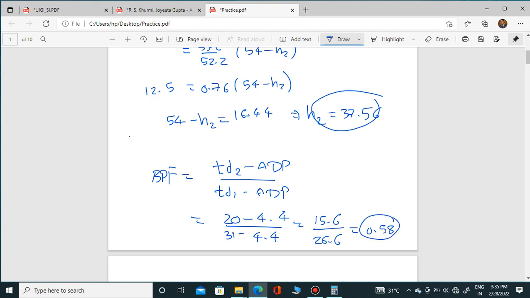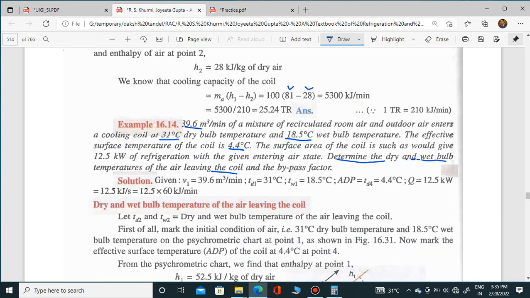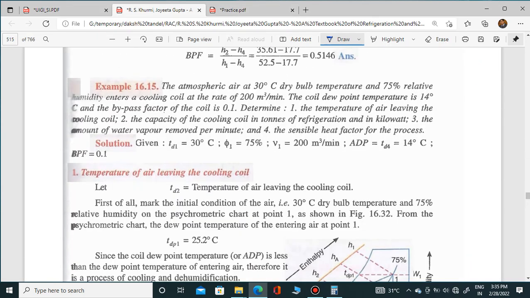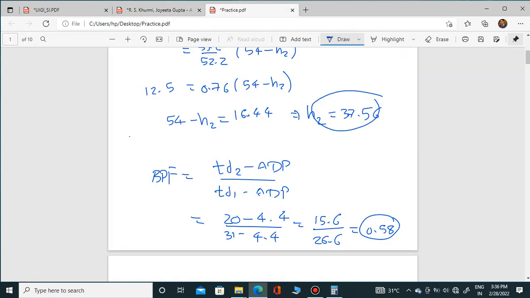So let us check all these answers. We have three answers: first the dry bulb, the wet bulb and the bypass factor. So dry bulb 20, wet bulb 13. Let us check that. Here you can see this is our 20, and the wet bulb was 12.5 in the chart and in our case 13. So both are basically nearby, dry bulb and wet bulb. And finally the bypass factor in the chart is 0.5146, and what we found is 0.58. So this is how we can find the bypass factor.